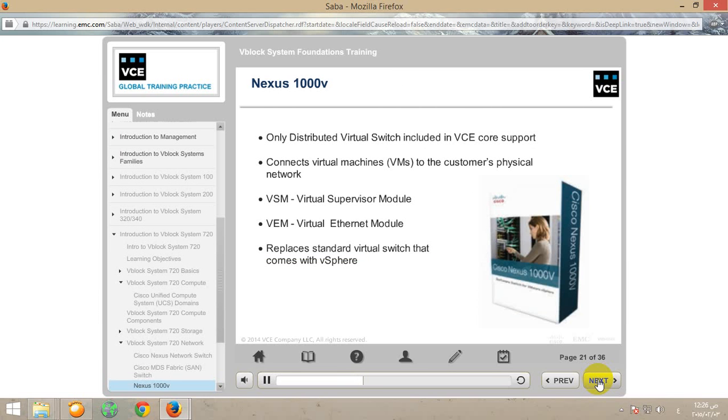This virtual switch is used to provide connectivity from virtual machines created and running on the VBlock system to the physical network. Virtual Supervisor Module, or VSM, is the control software on the Cisco Nexus 1000V virtual switch. It runs on a virtual machine and is based on Cisco NX-OS software. Virtual Ethernet Module, or VEM, is part of the Cisco Nexus 1000V that actually switches data traffic. The switch is the standard virtual switch in the VBlock systems, replacing the switch that comes with vSphere.